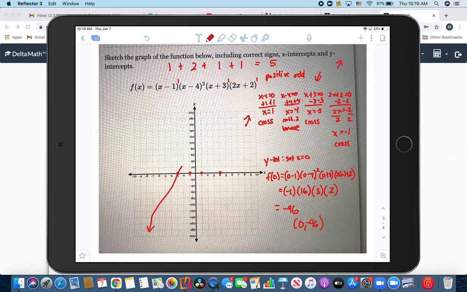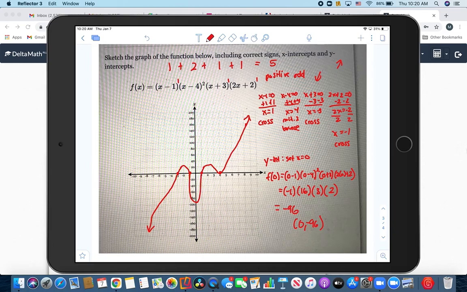Alright, so again, at -3 we know to cross. At x equal to -1, we know it's a cross. And then we go down to the y-intercept, which is (0, -96). At 1, it is a cross. And at x equals 4, it is a bounce. And that is what your sketch would look like.